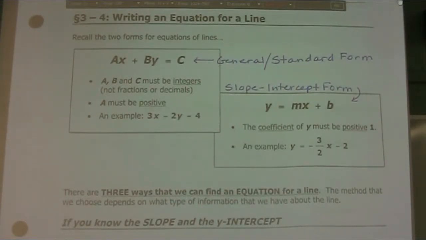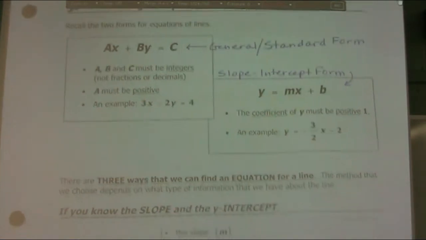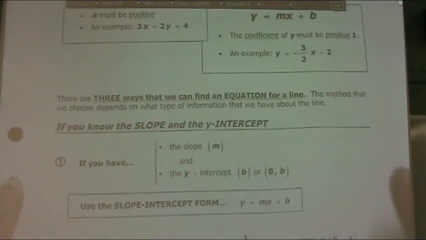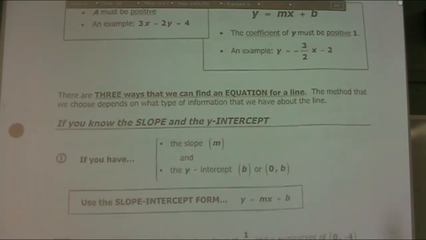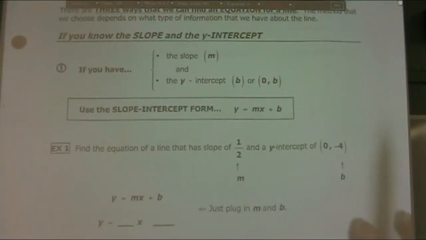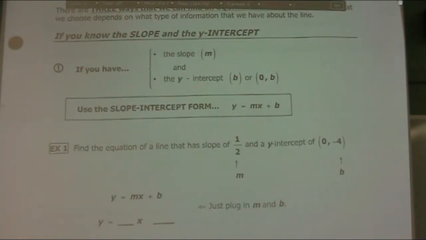And that's why our goal is always to end with our equations in the same form. You'll find that in general, I tend to tell you to make it in standard form so that we're all the same. We're going to learn 3 ways to find an equation for a line. And the method that we choose depends on what type of information that we have about the line. The first method that we're going to use is the easiest. And this is if you know the slope and you know the y-intercept.